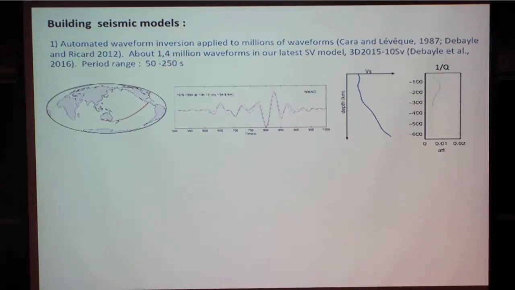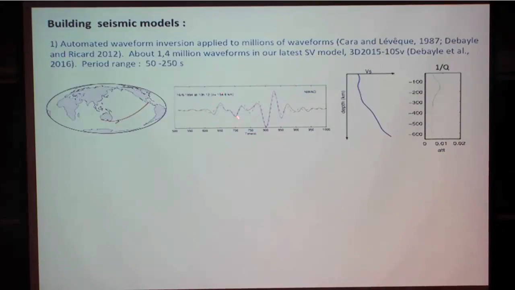This waveform inversion is based on a very simple approximation. We assume the wave follows a great circle between the epicenter and the station, so we assume ray theory. But because we use a very simple approximation, this allows us to process a very large data set, and in our latest model there are 1.4 million waveforms. The waveform inversion is based on a simple approximation, but it's in fact quite a complex nonlinear inversion.